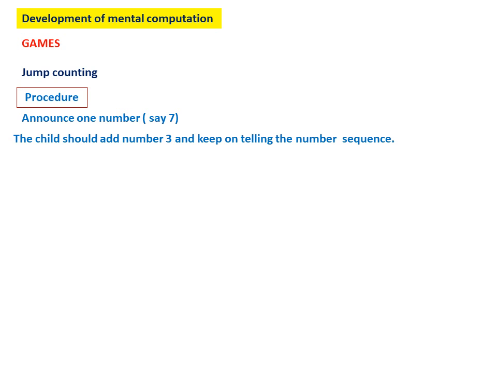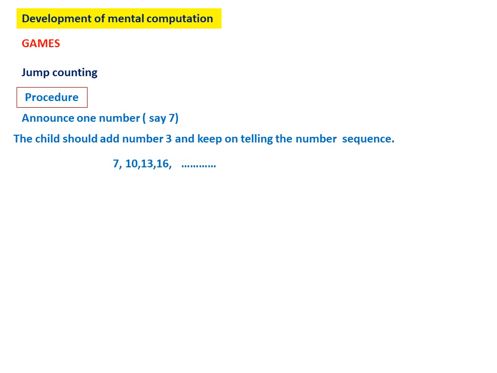So the procedure is like this. The child should add a number. You have to announce one number. Say for example, you can start with 7. Then you give the instruction: the child should add mentally the number 3 to the 7 and tell. Then once again for that number, that's why it's called a sequence. And then the child should announce the sum.